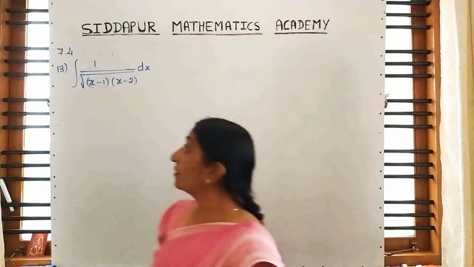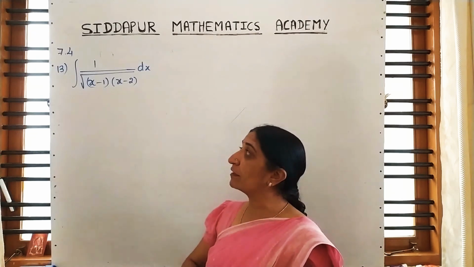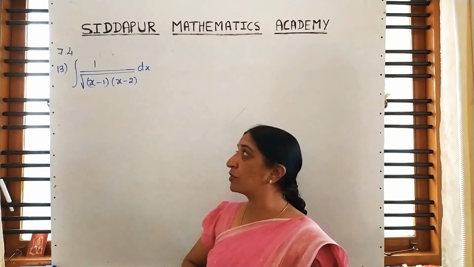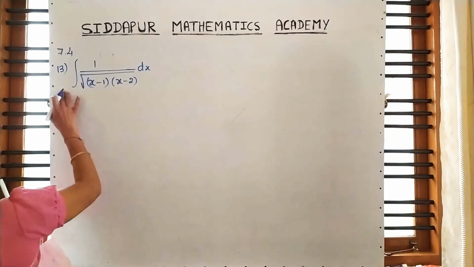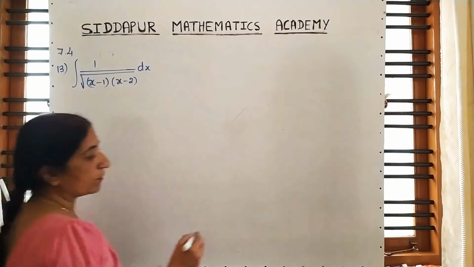Hello students. Now in today's class I am continuing with the examples from exercise 7.4. In the last class I completed 12 questions. Now continuing with the next one. See question number 13. Integration of 1 upon root of (x minus 1)(x minus 2).